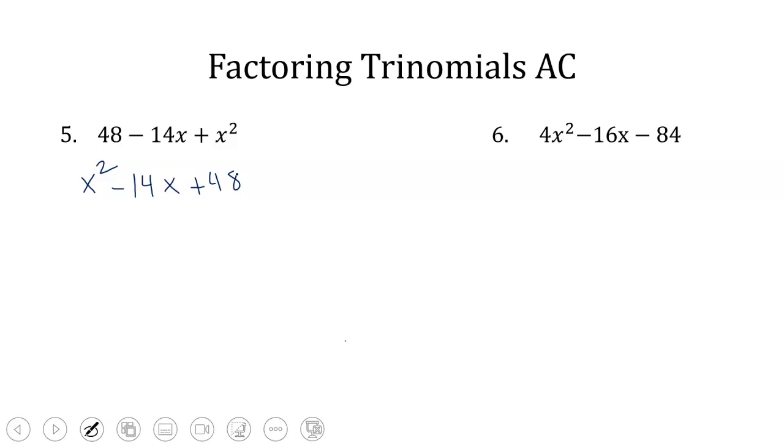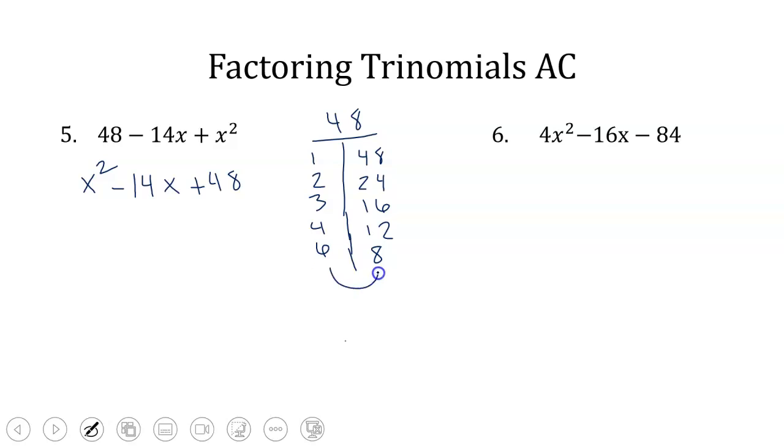So let's do the AC method. We'll multiply the first and last. So 1 times 48 is 48. T-chart 48. List all your factors of 48. 1 and 48, 2 and 24, 3 and 16, 4 and 12, 5, 6 and 8.